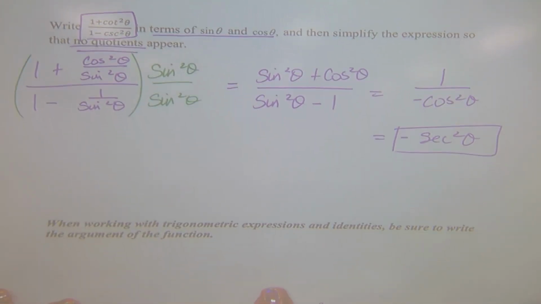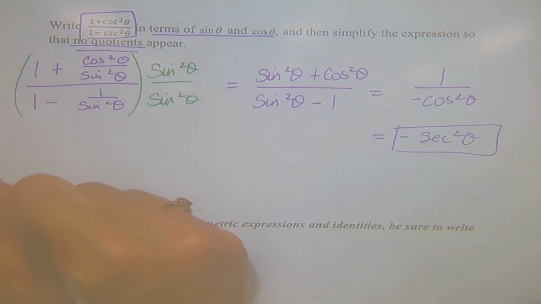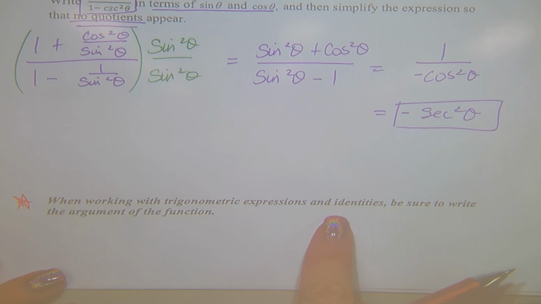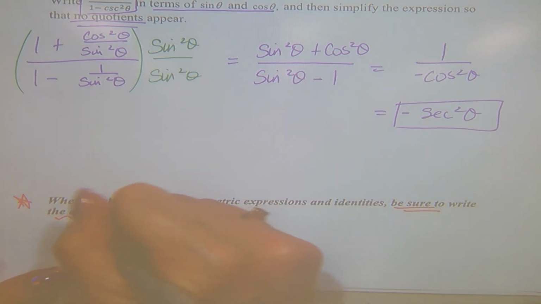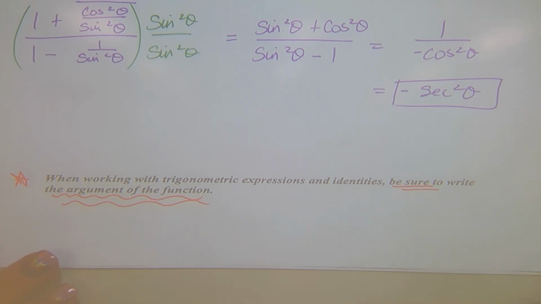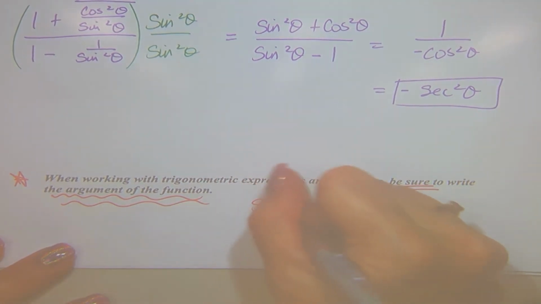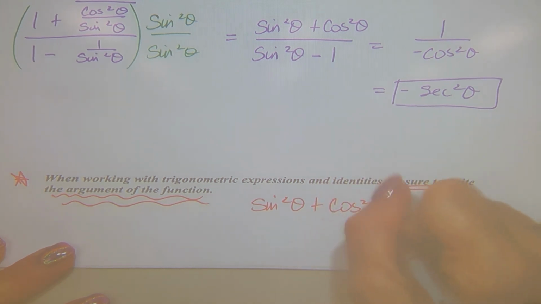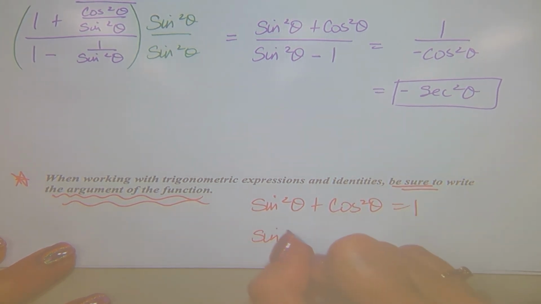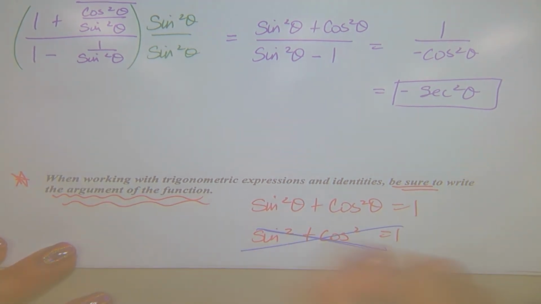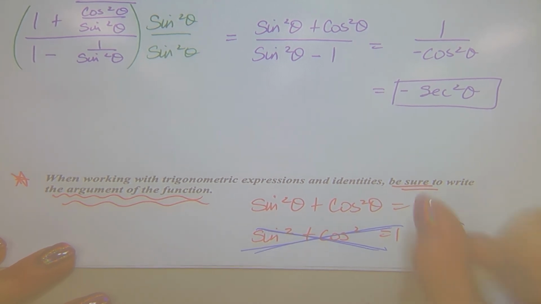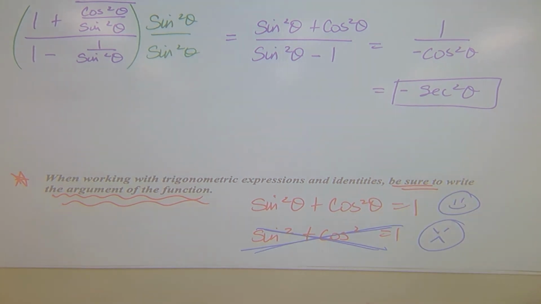Okay, guys. Final note, and I've mentioned this a couple of times. When you are working with trig expressions and identities, be sure to write the argument of the function. You're going to get lazy, and instead of writing sine squared theta plus cosine squared theta equals 1, you want to do sine squared plus cosine squared equals 1, and that is wrong. That is incorrect. I will count that wrong. You will not get away with that on an exam. So make sure that you are taking the time to write the argument for each of your identities or function values.